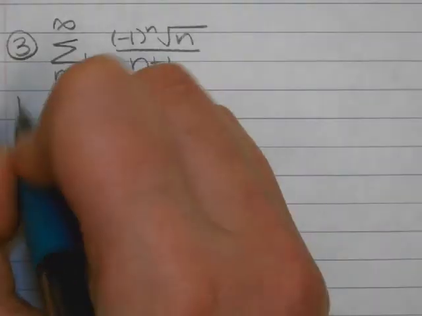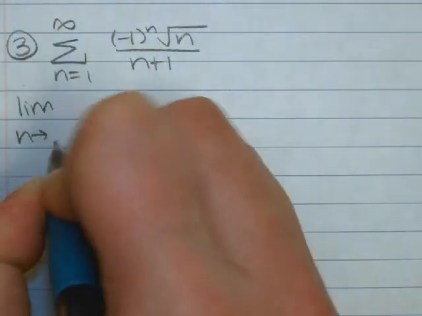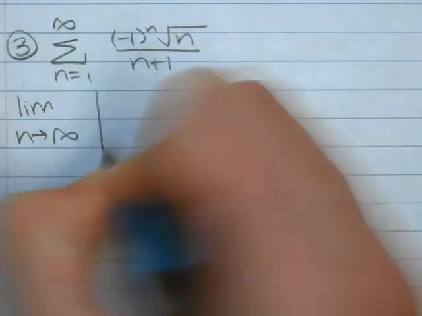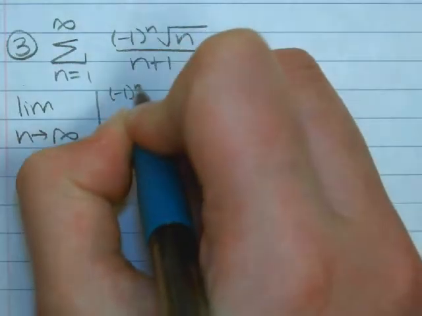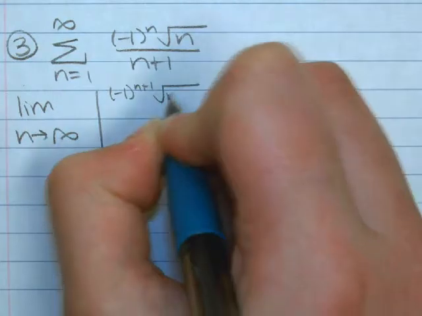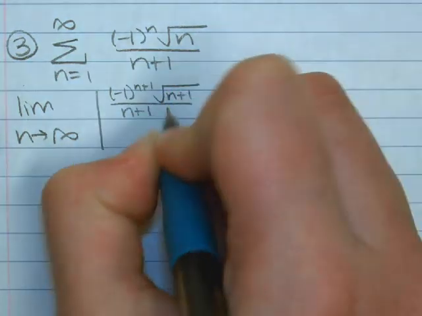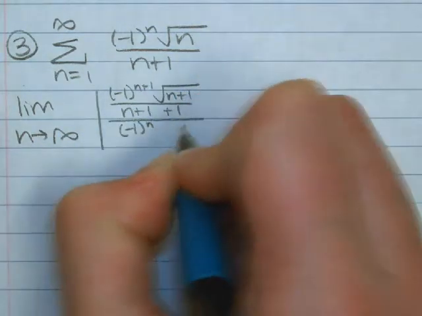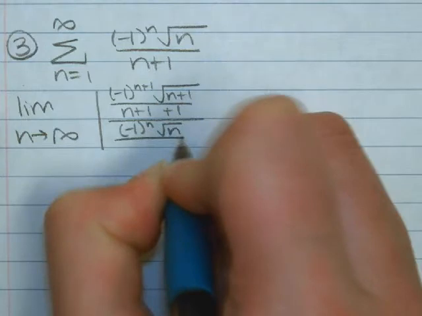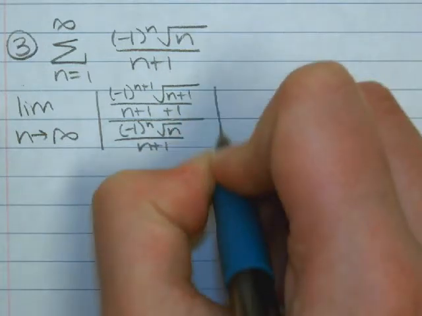And so I'm going to go ahead and say the limit as n goes to infinity of -1 to the n plus 1 square root of n plus 1 divided by n plus 1 plus 1, and then -1 to the n square root of n over n plus 1.